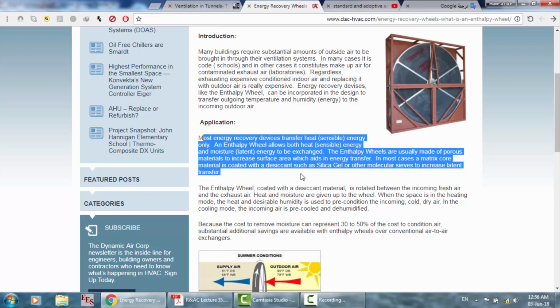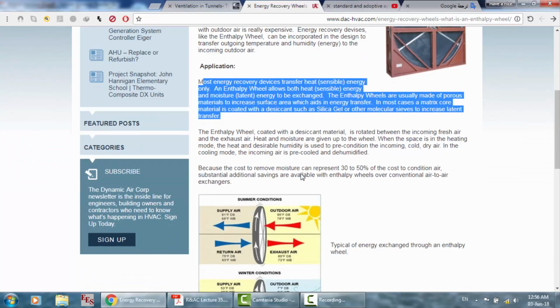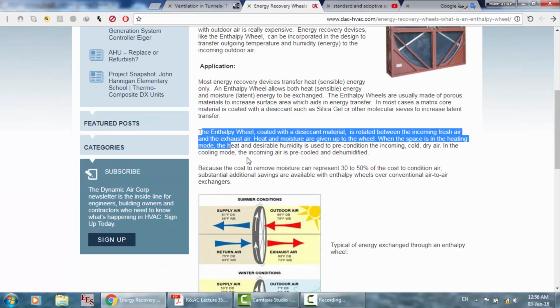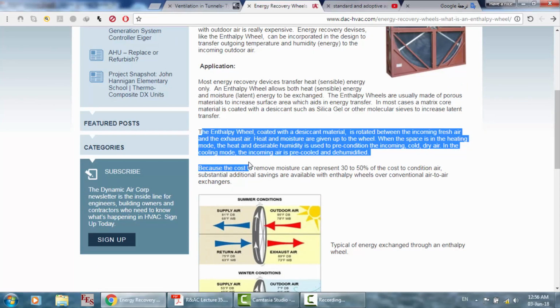to increase latent transfer. The enthalpy wheel, coated with a desiccant material, is rotated between the incoming fresh air and the exhaust air. Heat and moisture are given up to the wheel, and when the space is in the heating mode, the heat and desirable humidity are used to precondition the incoming cold dry air. In the cooling mode, the incoming air is pre-cooled and dehumidified.